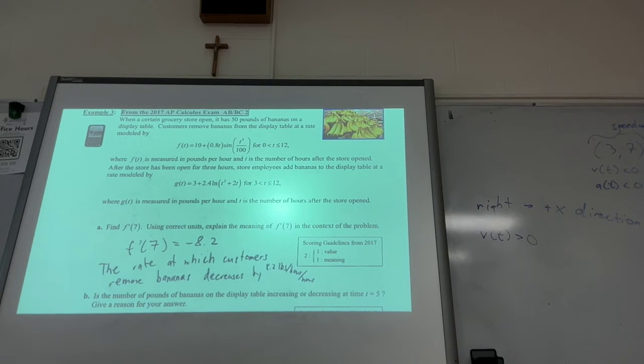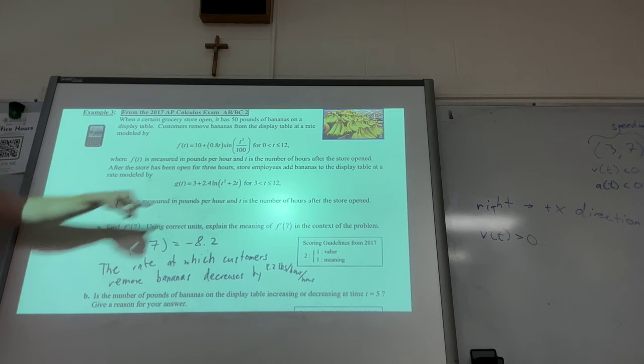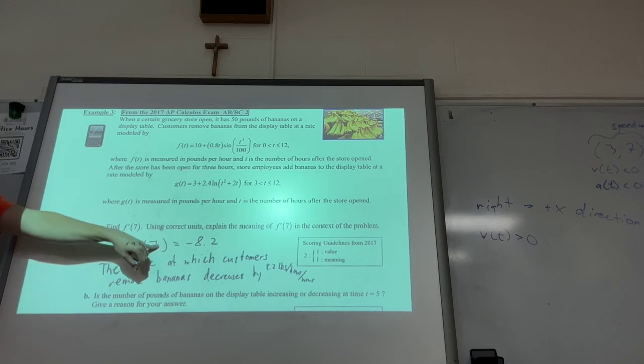Okay, so let's think about this. f prime, what are the units of slope? It's going to be pounds per hour, right? Change in pounds of bananas over change in time. The units of f are pounds per hour. When we do f prime, it's going to be change in f, so change in our pounds per hour per unit time, per hour. So when you do a derivative, you do per hour. That's why acceleration is meters per second squared. So can we do pounds per hour squared? Yeah, sure, you can.